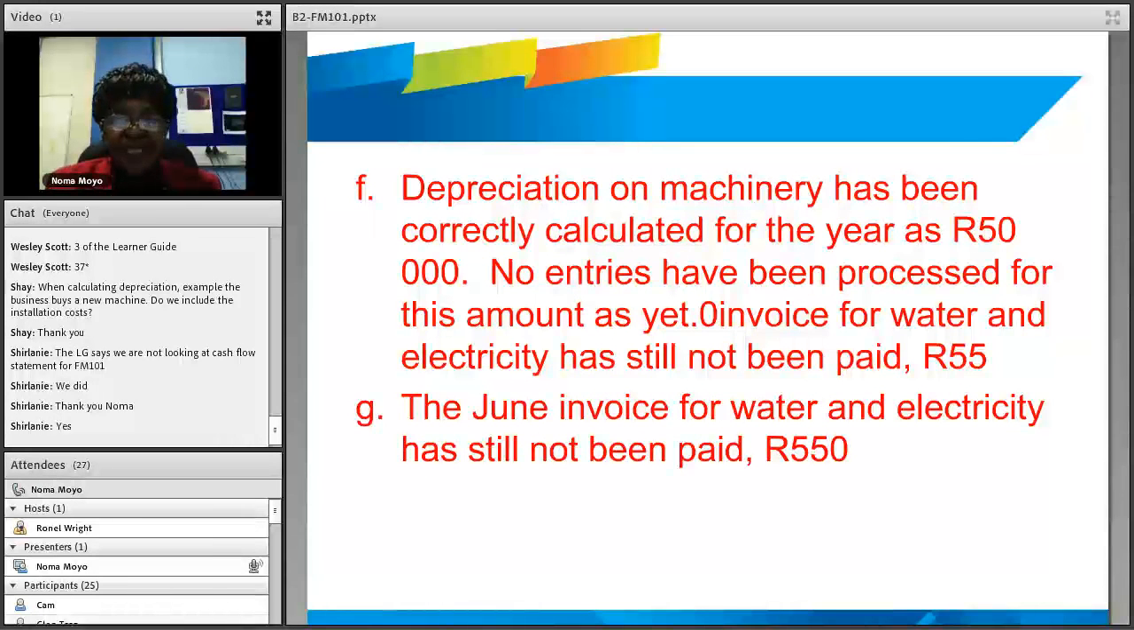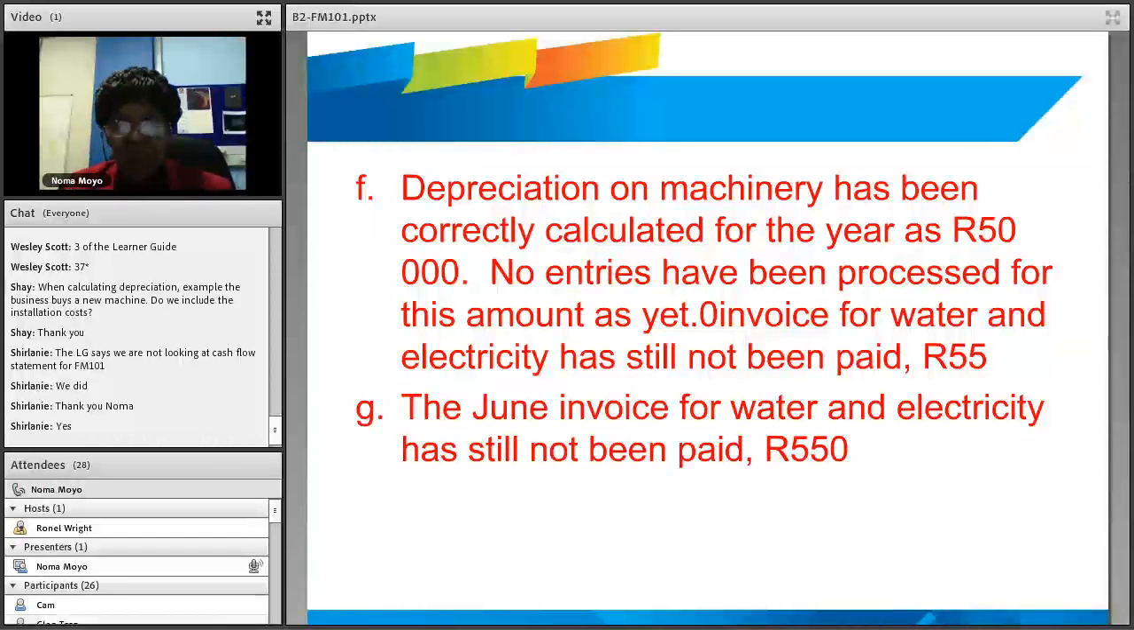Then depreciation on machinery has been correctly calculated for the year at 50,000. No entries have been processed for this amount as yet. The depreciation account will now be put as 50,000 under your expenses. Just disregard the small typographical bit.